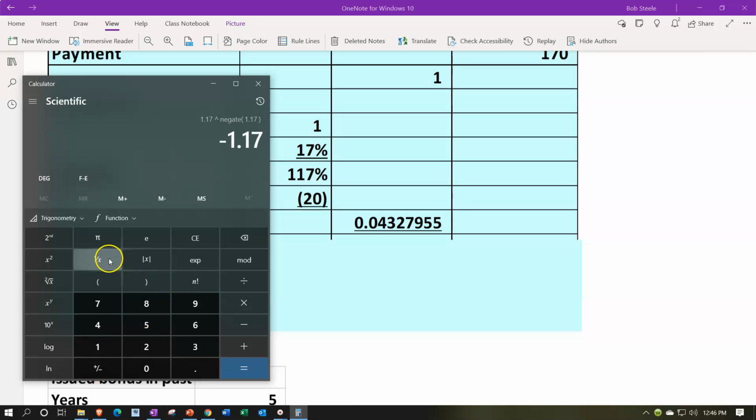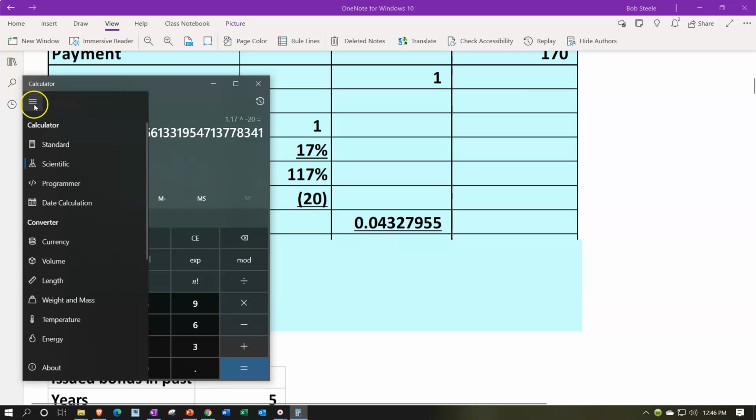I'm sorry, that wasn't right. Let's do this again. Clear that, start it over. Clear the whole thing. We're going to say 1 plus 0.17. That's going to be the 1.17 x to the y. There's the caret. Then I'm going to type in the 20 and then put in the negative for the negative 20 and equals. That gives us the 0.0432 and so on.